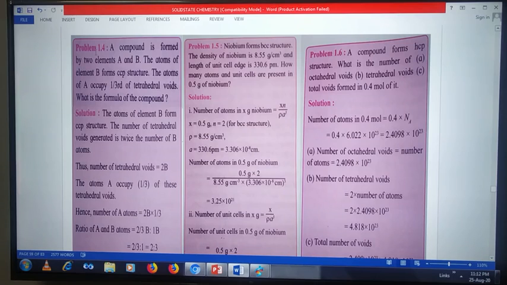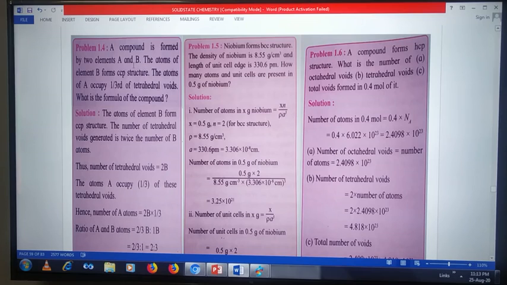Again, it is a simple one. A compound is formed by two elements A and B. The atoms of element B form a cubic closed pack structure. The atoms of A occupy 1/3 of the tetrahedral voids. What is the formula of the compound? Even though it is a cubic closed pack structure, this problem is not related to the radius and edge length. It is the chemical formula of the compound. So it is always included in this syllabus for this year also, because we have to know the arrangement of the constituent particles. We already learned this in the first topic.